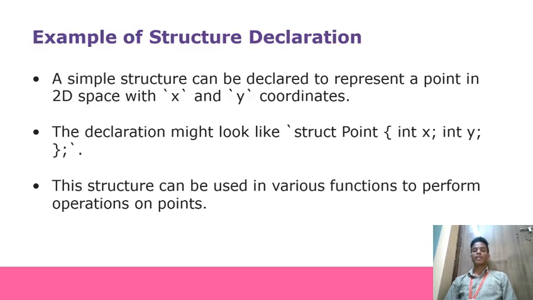Example of structure declaration. A simple structure can be declared to represent a point in 2D space with x and y coordinates. The declaration might look like struct point { int x; int y; }. The structure can be used in various functions to perform operations on points.